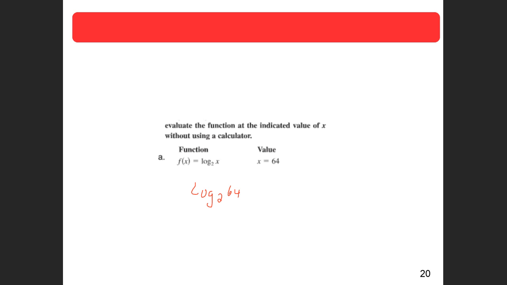6. 2 times 2 is 4, times 2 is 8, times 2 is 16, times 2 is 32, times 2. Is that 6 or is that 5? I think that's 6. Yeah. So your answer would just be 6. That's it.